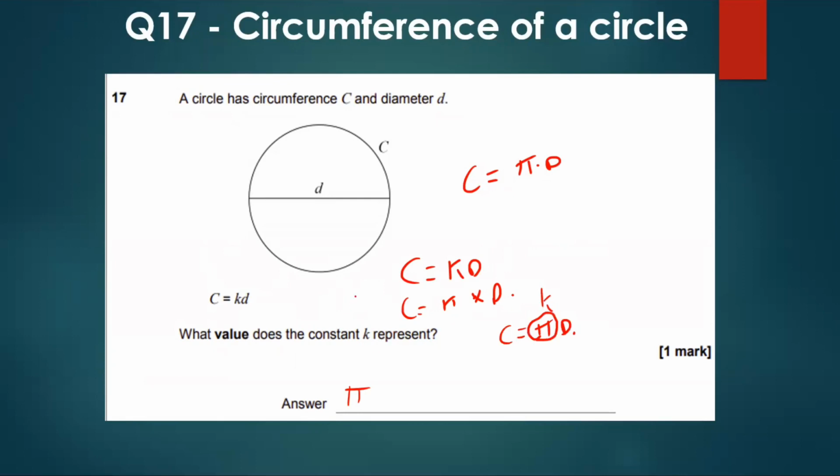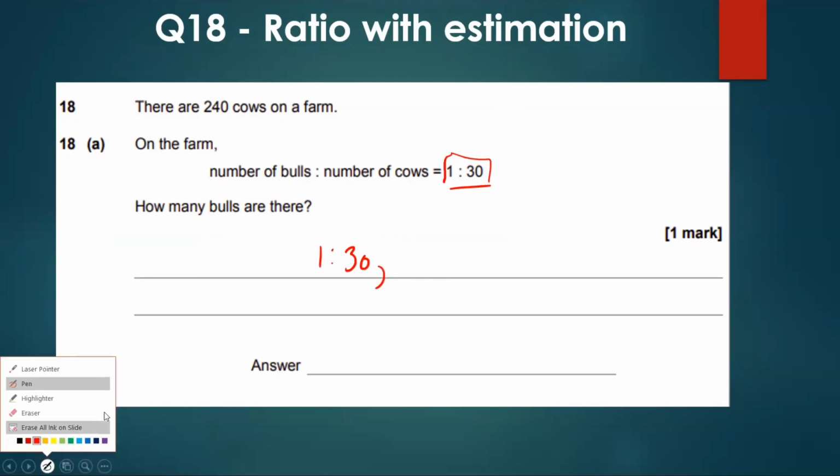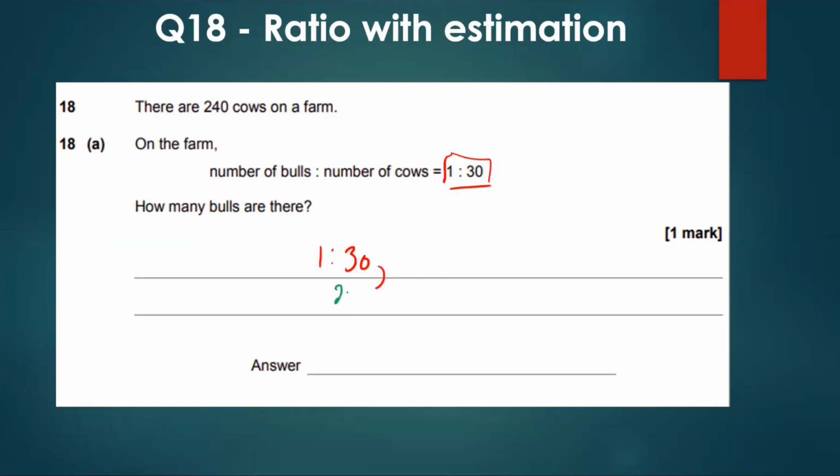Okay, so that's the constant K. Number 18 then, it says there are 240 cows on a farm. On the farm, the number of bulls to the number of cows is 1 to 30. How many bulls are there? It's a very simple ratio here. So what you've got is 1 to 30 as your actual ratio. And now you know that there are 240 cows. So what you need to work out is what you've had to do to get from 30 to 240.